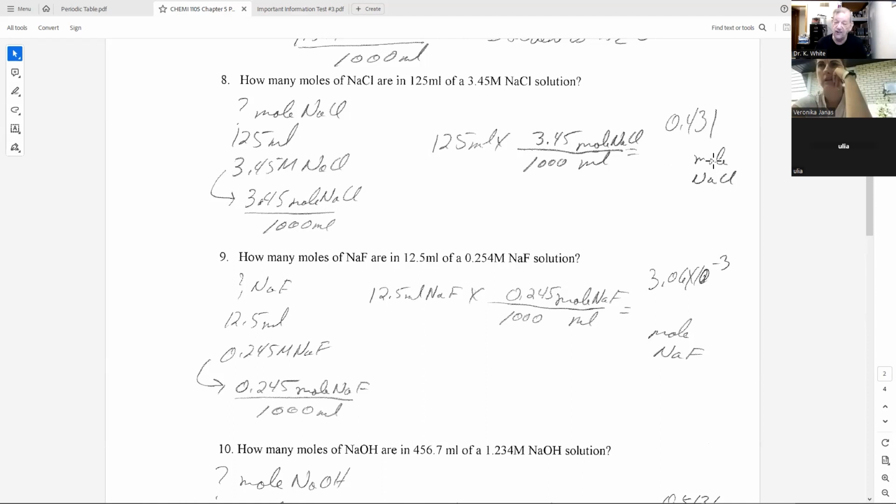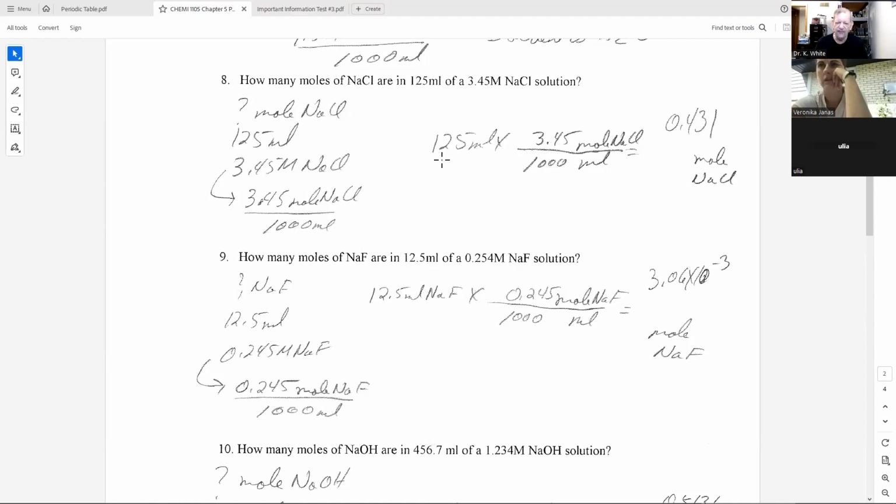Whatever you're trying to get to, it's time to use your good buddy, your good friend, unit analysis, and we will. Whatever you're trying to get to goes on top of a ratio to convert the starting number to the units you want for your answer. And whatever you're trying to get rid of, I don't want milliliters in my final answer, you put underneath. And where do you get those numbers? From the molarity. 3.45 moles of NaCl per 1,000 milliliters.